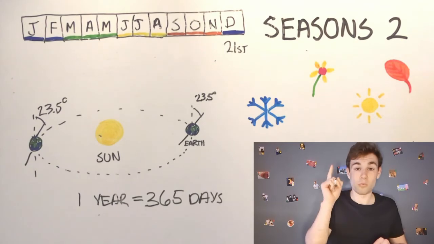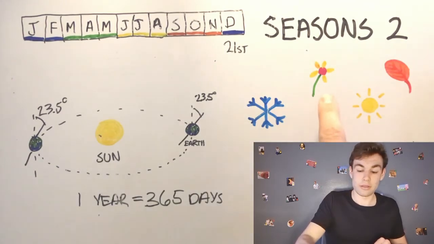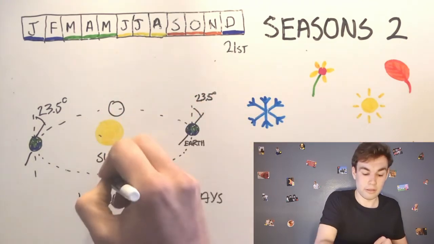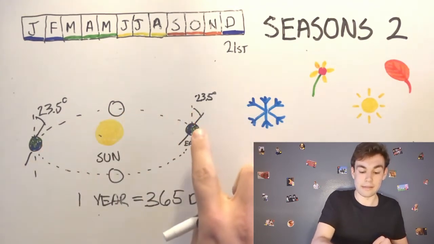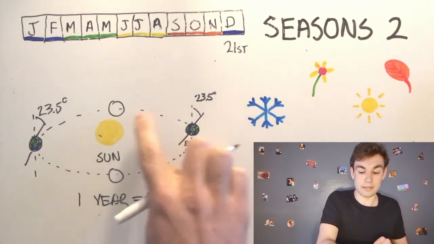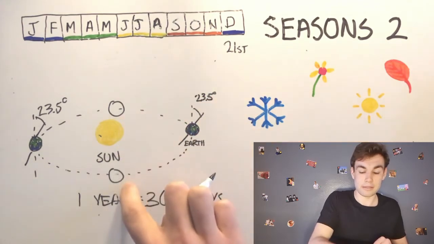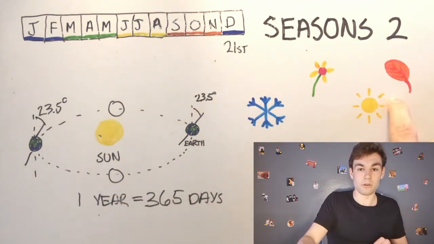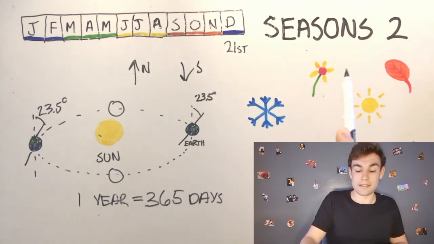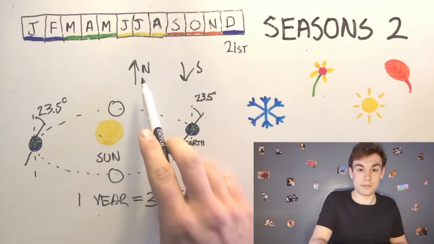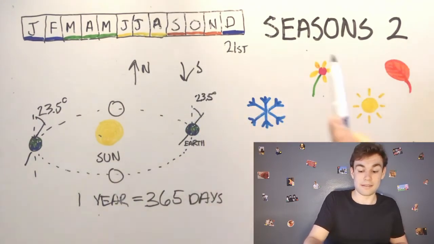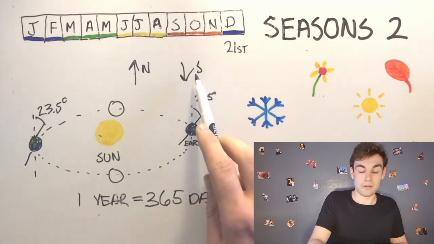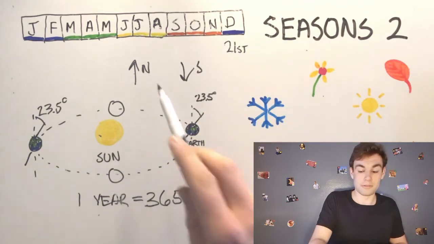And one more thing, the spring and the autumn are when the earth is in between here and here. This is the spring, and this is the autumn or fall. And when it is spring in the northern hemisphere, it is autumn in the southern hemisphere. And when it is spring in the southern hemisphere, it is autumn in the northern hemisphere.